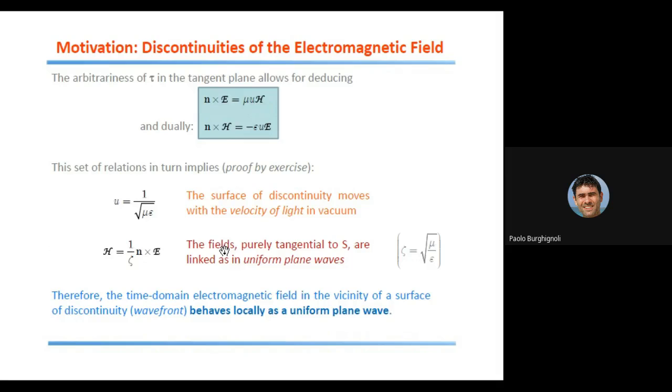So the fields on the surface are purely tangential, as we have seen at the beginning, and they are related in exactly the same way as they are related in uniform plane waves, which are a very simple and basic solution of the Maxwell equations. So everything tells us that the surface of discontinuity, which we can now call a wavefront because there is propagation, is such that the field locally, in the neighborhood of the points of this surface, behaves as a uniform plane wave that propagates normally to the surface. So it's a TEM wave, a transverse electromagnetic wave. Something very elementary and very well known.